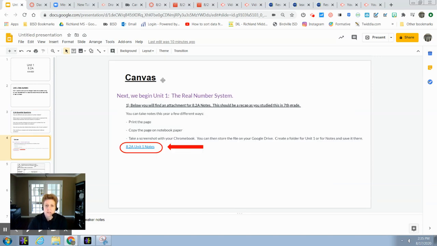In Canvas, this is where you're going to find your instructions. Everything in the lesson is on the lesson page. So right here, if you see a link, you need to click that because that's going to be your notes. You can either print the page out, you can copy it to your Google Drive, you can download it and copy it to your Google Drive, you can take a picture of it and put that in your Google Drive, or you can just copy the notes on paper. Those are the 4 ways you can get the notes.